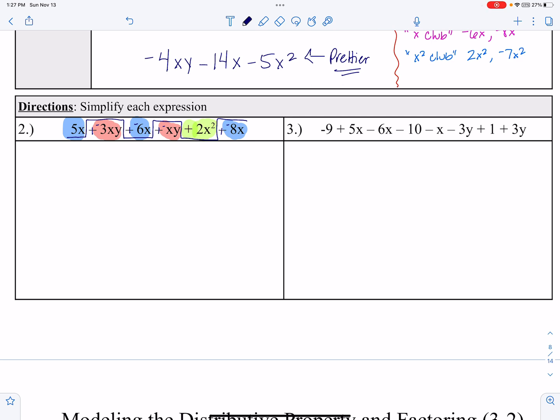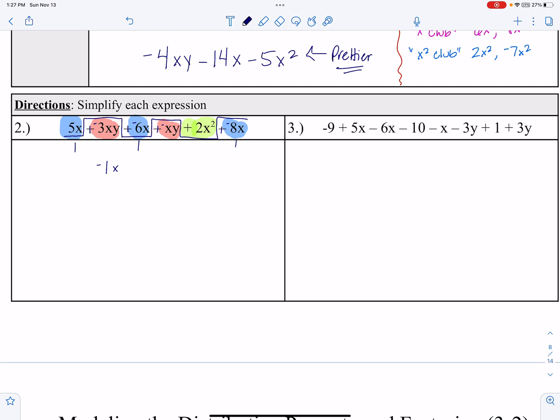So I see my 5x plus a negative 6x and this negative 8x. And so I can start to combine those one at a time. The 5x plus a negative 6x puts us at a negative 1x so far for those two. And then plus another negative 8x, we end up at negative 9x for those. Okay, so for my x club, I end up with a negative 9x there.